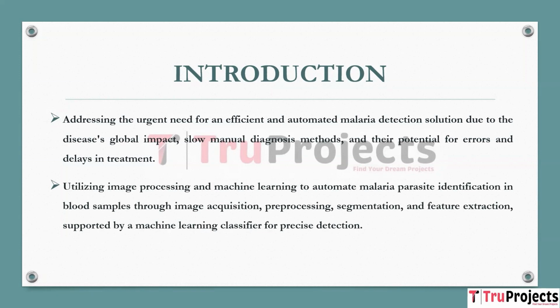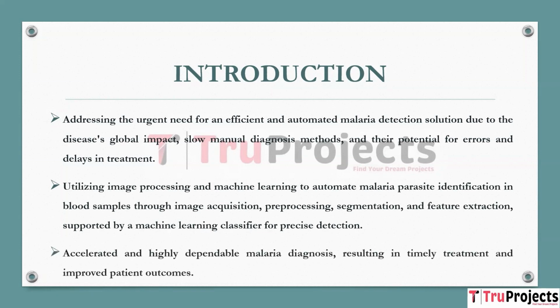Here we integrate image acquisition, pre-processing, segmentation and feature extraction, and then we implement machine learning classifiers for accurate parasite detection. Accelerated and more reliable malaria diagnosis, timely treatment and improved patient outcomes, and reduced instances of false positives and false negatives are the advantages of this project.